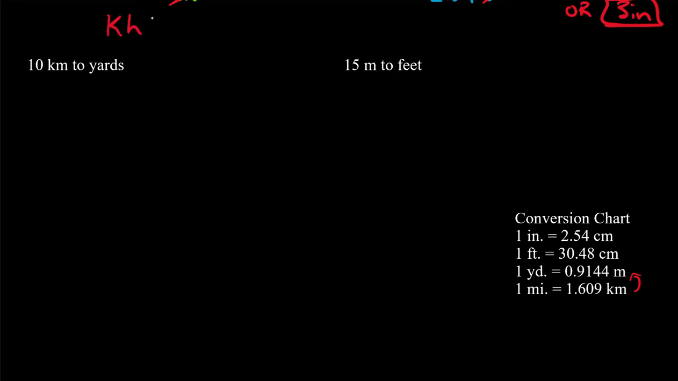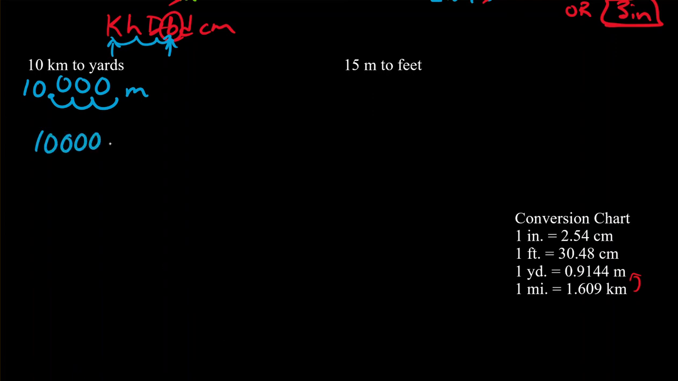King Henry died by drinking chocolate milk. And so I want to go from kilometers into meters. I want to go from kilo into my base unit. There's no prefix on meters, so that's my base unit. So that's 3 to the right. 1, 2, 3. I'm going to move my decimal 3 to the right. So 10.0 is 10,000 meters. Hopefully that makes sense. Kilo means 1,000. So we're going to take 10,000 meters.